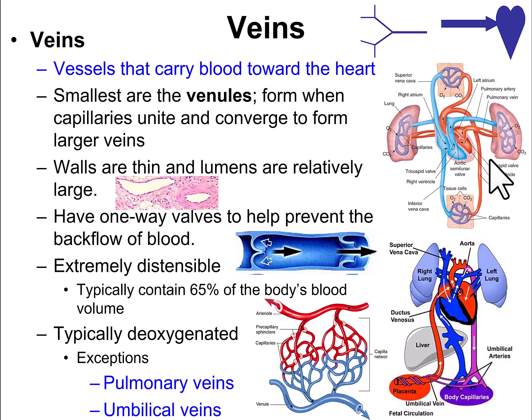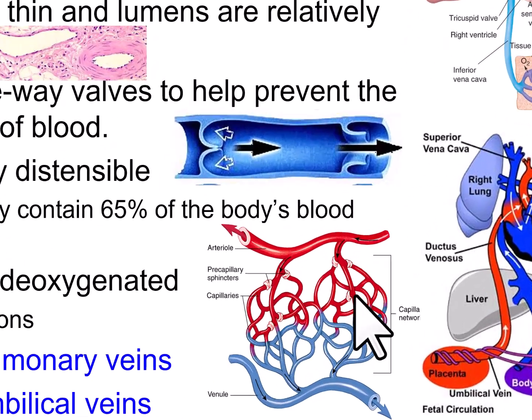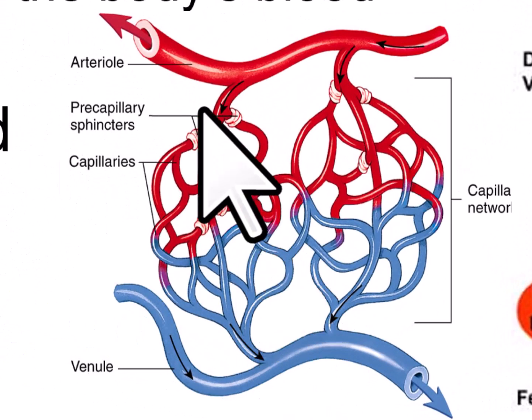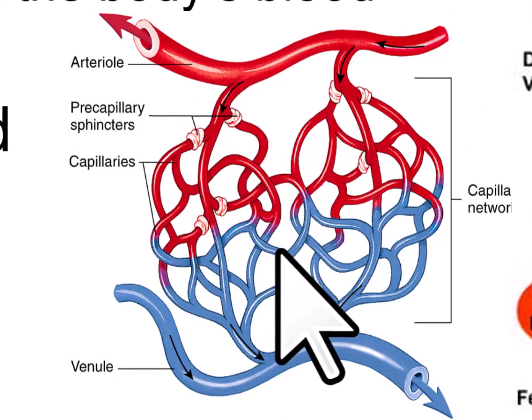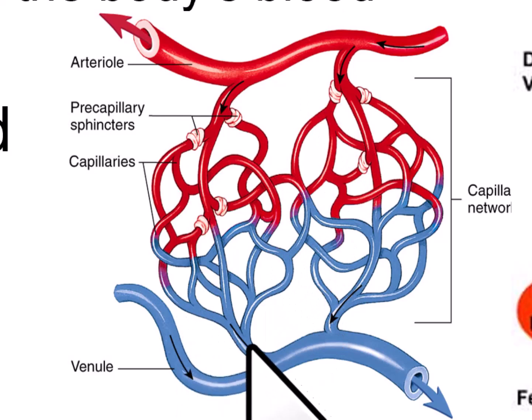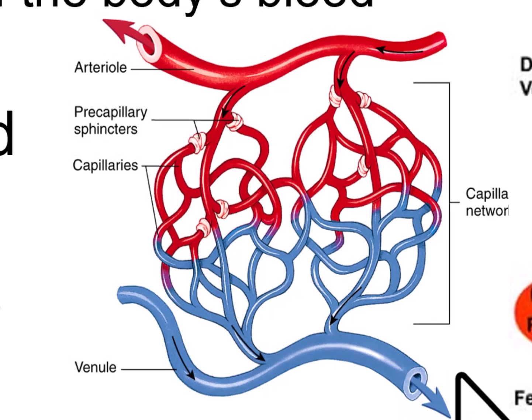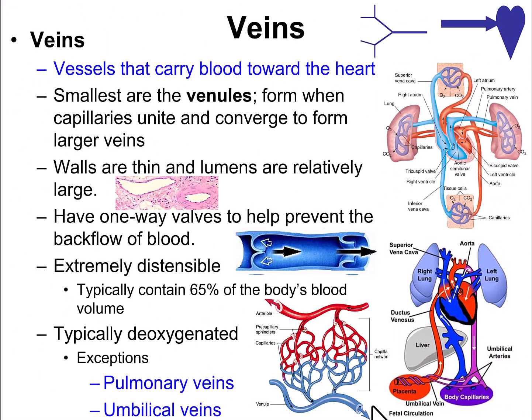The smallest veins are the venules, and they form when capillaries unite to converge to form larger veins. Here is a capillary bed. Remember, the arteriole brings blood to the capillary bed, and then this blood is going to go into a venule, which is then going to go into a larger vein. The walls of veins are relatively thin, and lumens are relatively large.